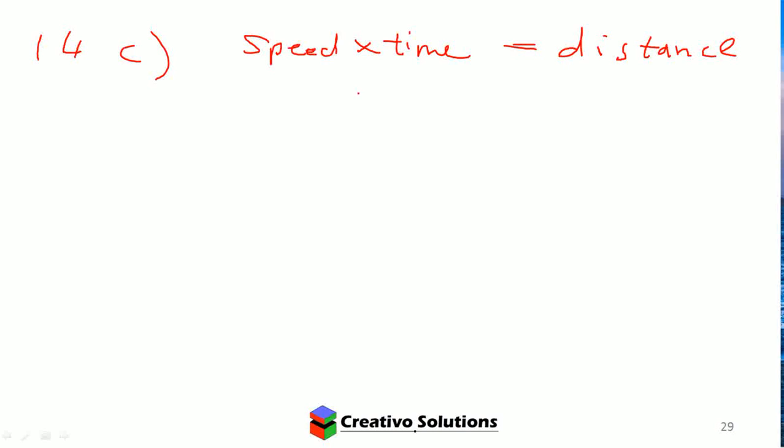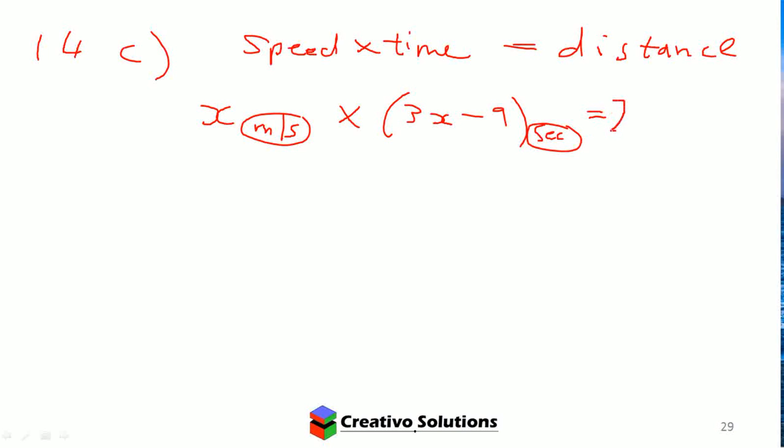We know that Eric's running the race at an average speed of x meters per second. So his speed is x meters per second. Okay, that's the unit of measurement. His time is 3x minus 9 seconds. Okay, so that's the unit of measurement there, seconds. And the race distance is 2x squared minus 8, and that's obviously in meters. So that's what we've been given. So obviously speed times time equals distance.